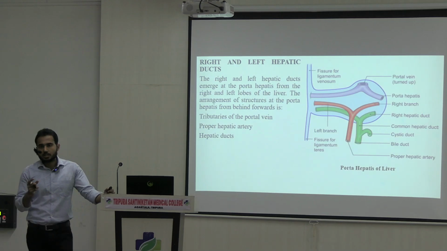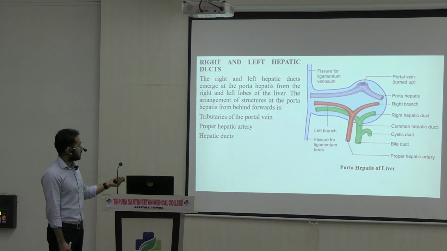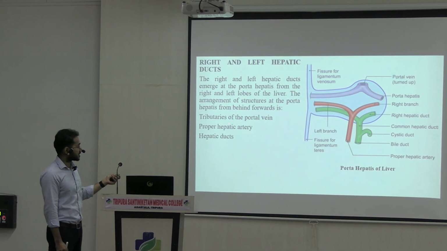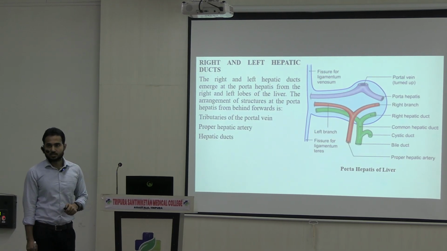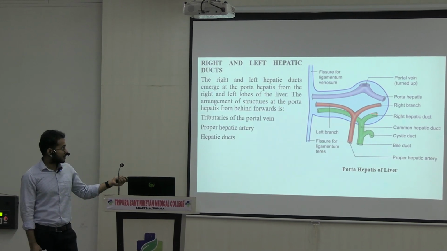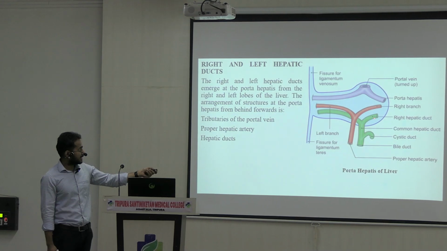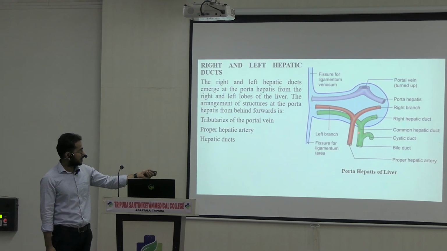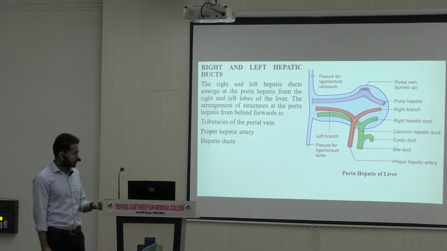You also know the structures present in the porta hepatis, right? Mainly you will see the right and left hepatic ducts at the porta hepatis, and along with them other structures: the tributaries of the portal vein, the hepatic artery and the hepatic ducts. See this one, left, and this is the right hepatic duct. They will join together to form the common hepatic duct at the porta hepatis.